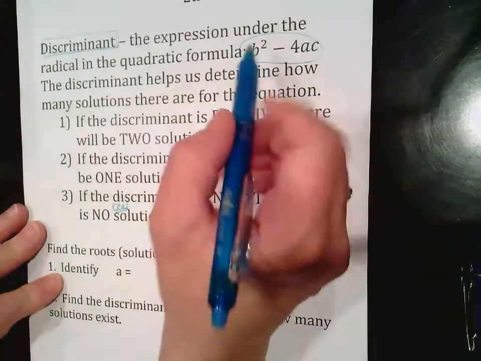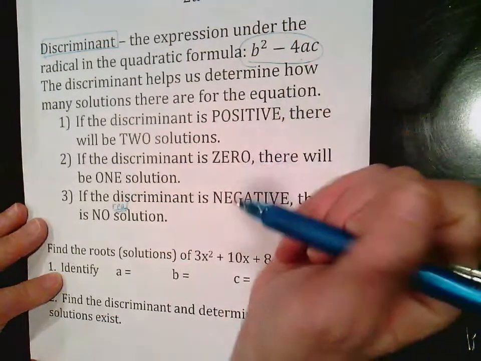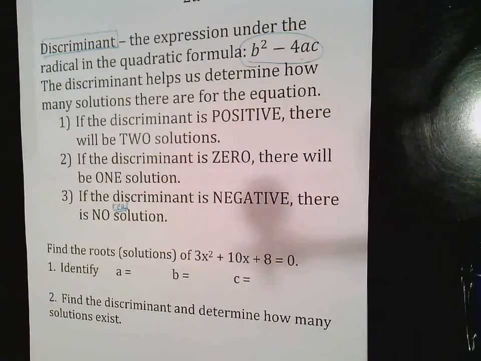So just by looking at this part that's under the radical, if you solve just that part, that's called the discriminant, we can know how many solutions we're going to have. You're either going to have 2, 1, or none.